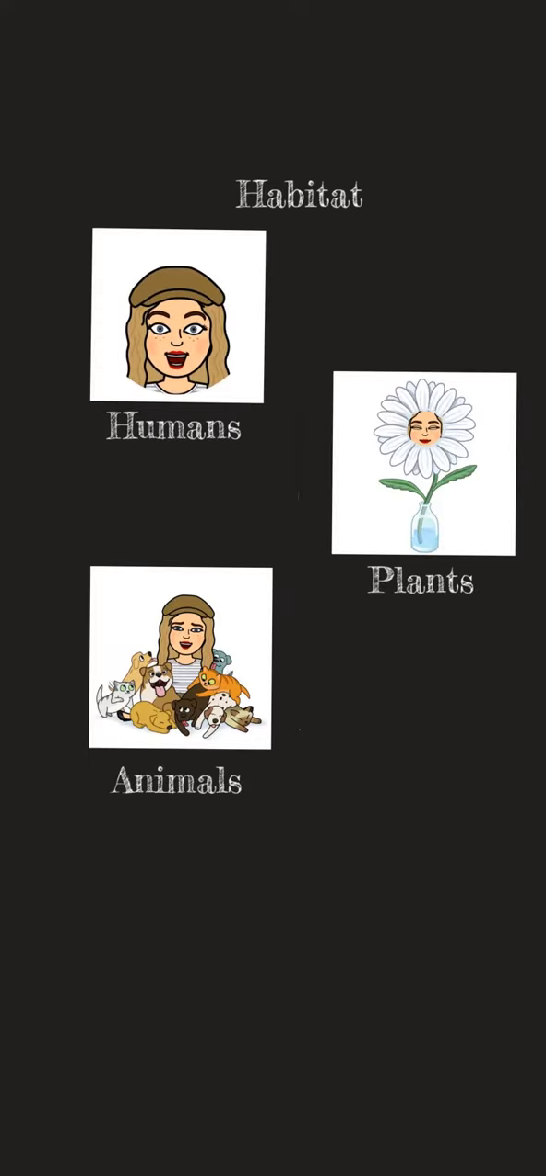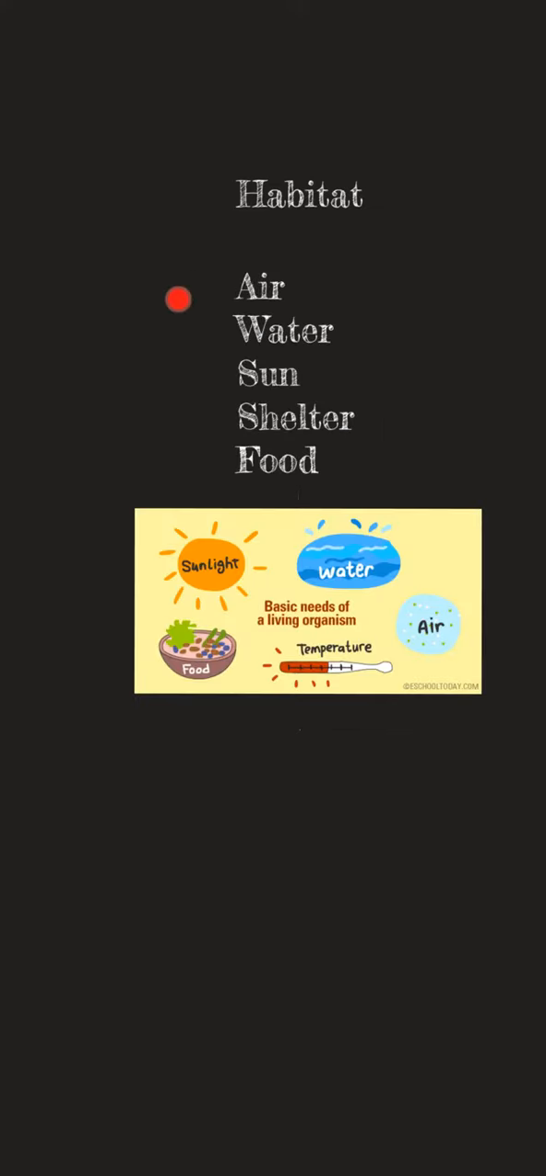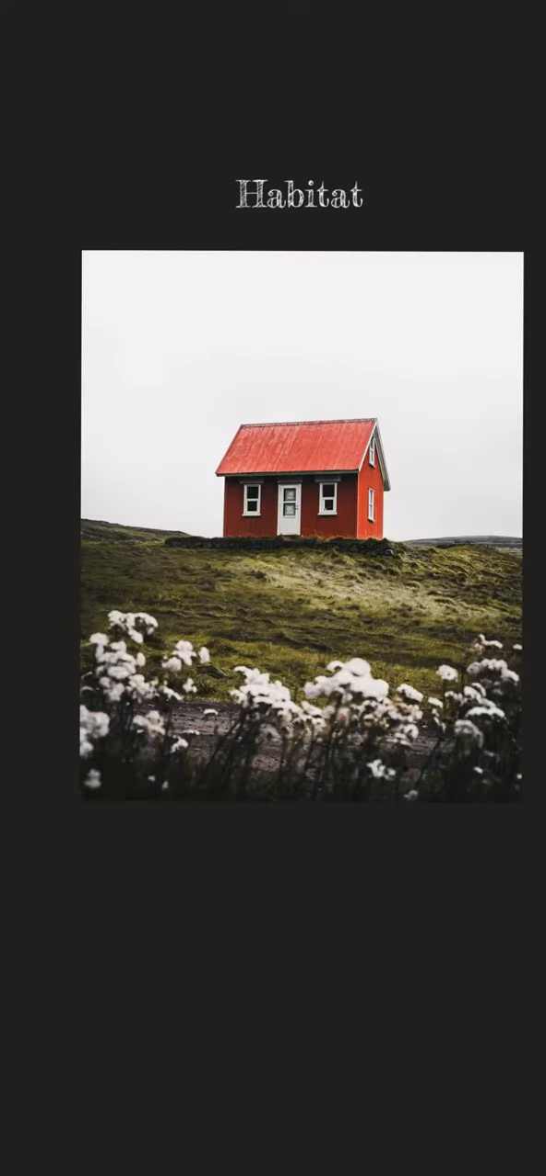Humans, plants and animals are all living things. And all living things need air, water, sun, shelter and food. Living things only survive if they get the things that they need from their environment. So I want you to have a think about your habitat. Your habitat will be where you live, and your environment is what is around you.